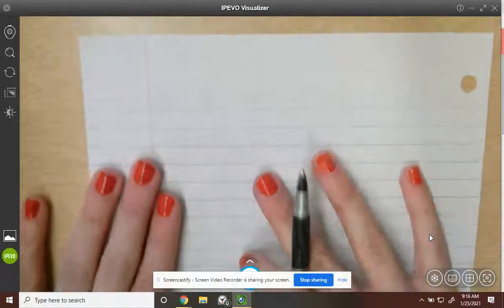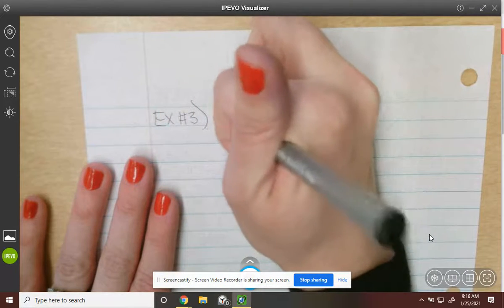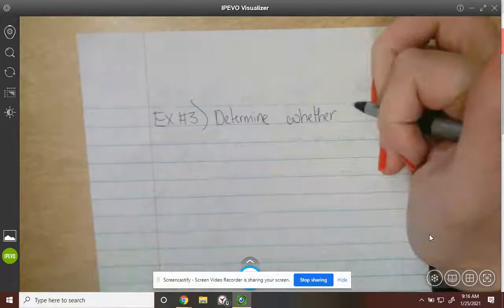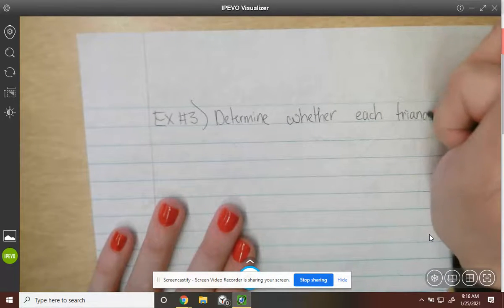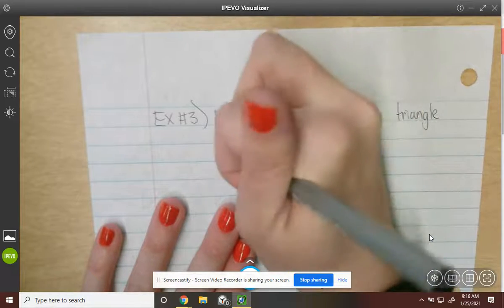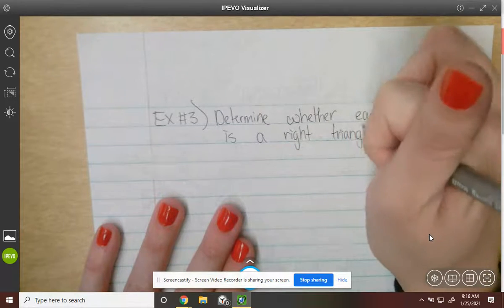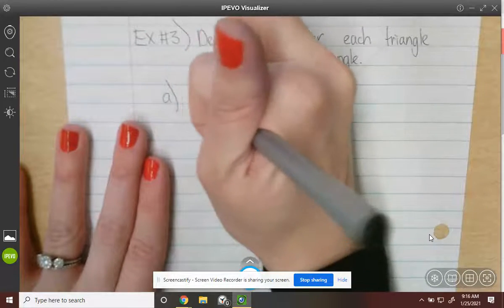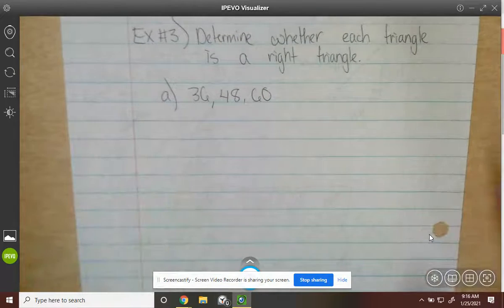Okay, but we do have another type of example that you might see on your homework. Determine whether each triangle is a right triangle. So A, we have 36, 48, and 60. Those are the three sides they give us. We have to determine whether this is a right triangle or not.